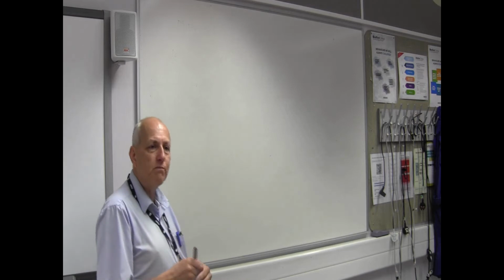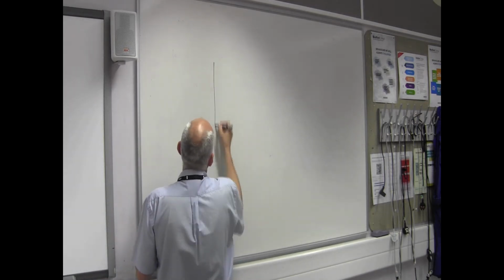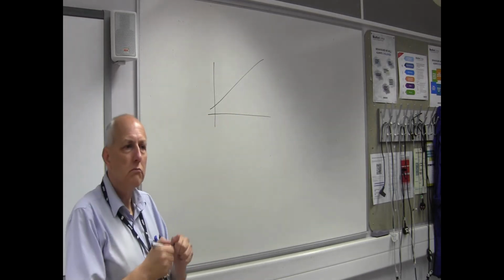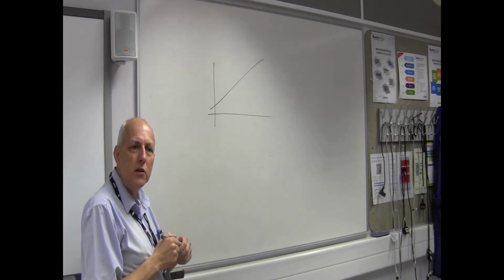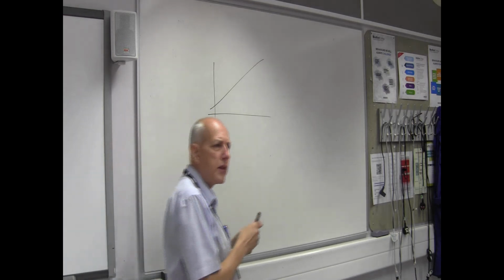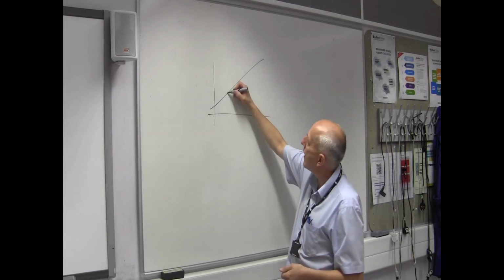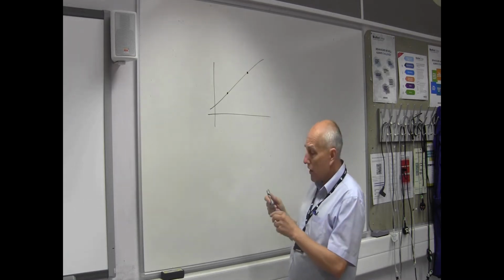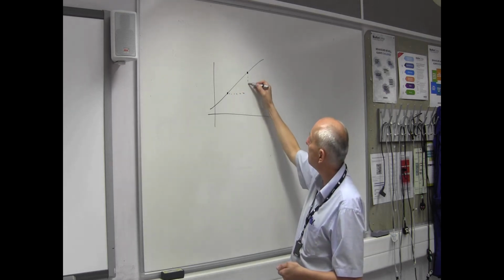So differentiation, we'll start there. What is it? If you've got a straight line like that, I hope you all know how to find the gradient for that straight line. You find one point, you measure it, and another point, and then you make a triangle. That's often the way that it's done.